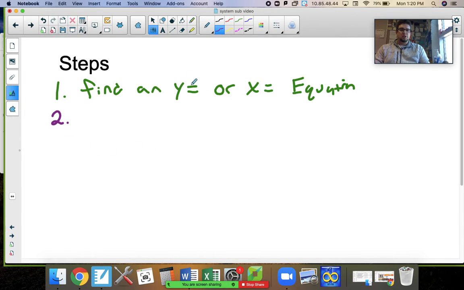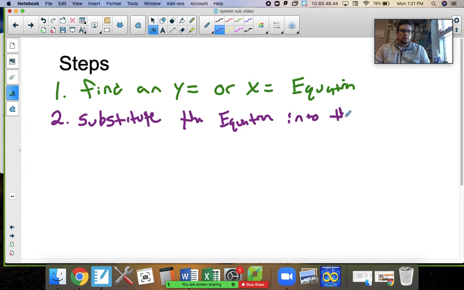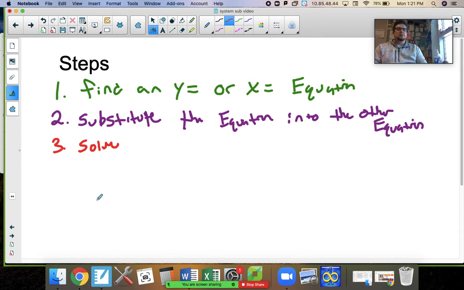So step number two, once you have a y equals or an x equals equation, we're going to substitute. This is where this method gets its namesake. We're going to substitute the equation into the other equation. Step number three, we solve. So after we've plugged that equation in, we should be able to solve the equation.